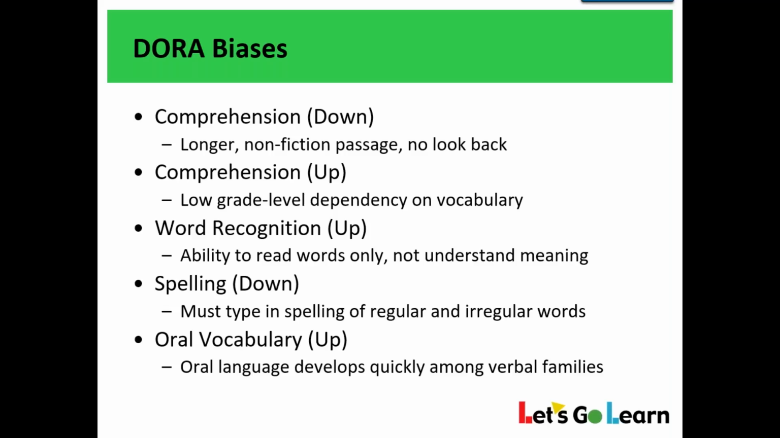Also, as I mentioned, word recognition can be artificially higher, and that's because once students do have the ability to decode words, they will move faster as far as decoding words and also being able to read words. Coming up next is spelling. Nationally, spelling is quite low. However, it is difficult for students to spell regular as well as irregular words because a lot of memory is involved with that and also a lot of practice. And finally, oral vocabulary can be artificially higher, and that's because oral vocabulary develops quickly among verbal families.